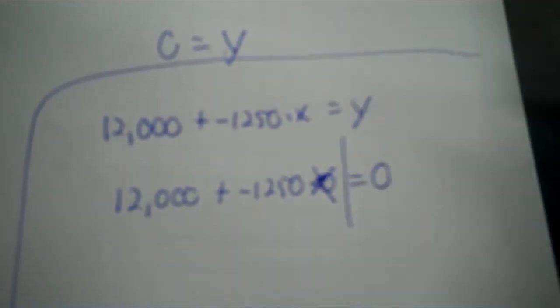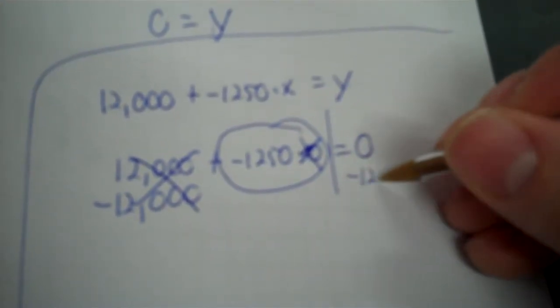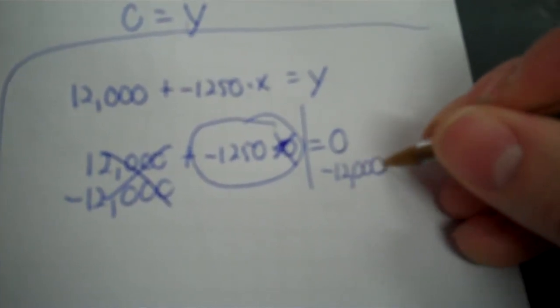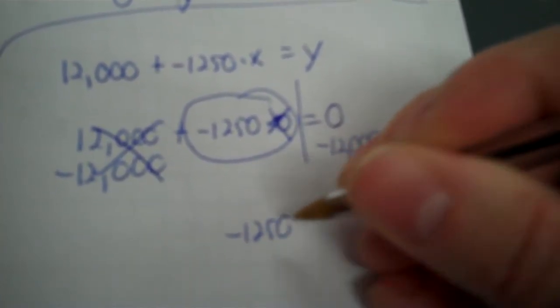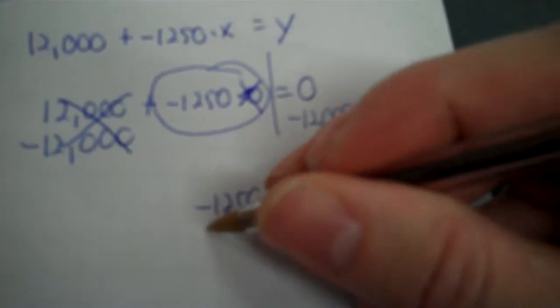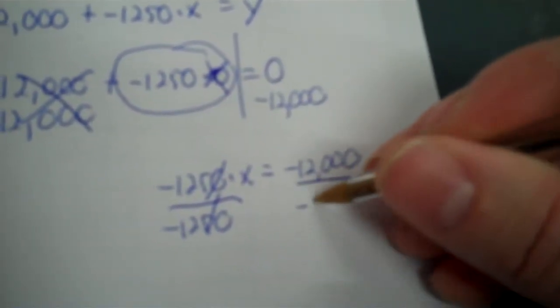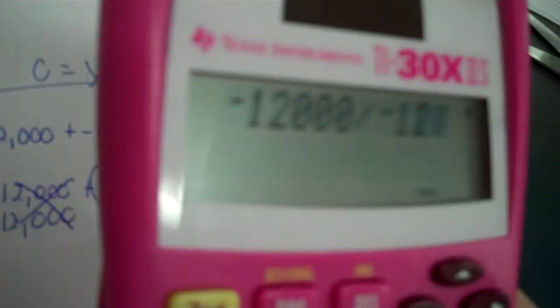Now you get the X by itself. You need to subtract your 12,000 from 0 and then divide whatever that is by negative 1,250. Okay, divide, and hope for the best. 9.6, okay, that works. 9.6 years.